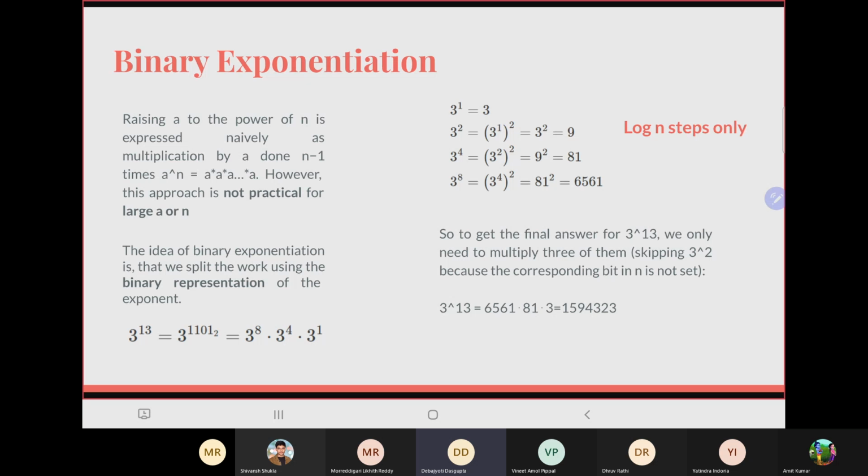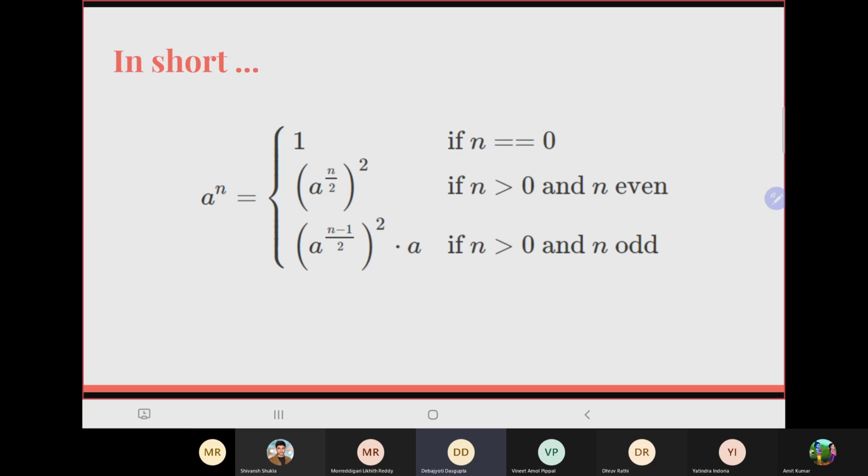Most of the time you will not be writing the code from scratch. I will show you a snippet of it. You can save the snippet because it will be used most of the time, so don't try to memorize it. This is the formal definition of binary exponentiation, what we were doing.